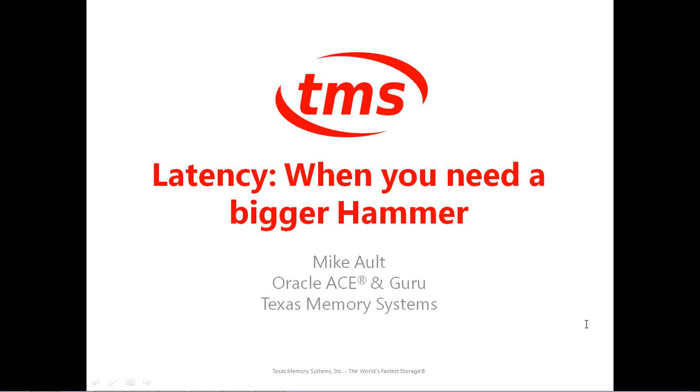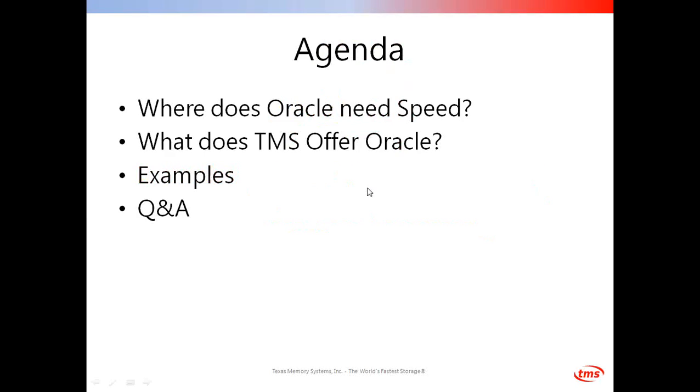So what we're going to be talking about today is legacy when you need a bigger hammer. And what we're talking about here, of course, is where does Oracle need speed? Oracle is very dependent upon the underlying storage and the caching that it has to perform properly. So we're going to take a look at where this will have a direct effect on what you do as developers and what can be done about it. We'll also talk about what TMS offers Oracle to offer better latencies and better response time. We'll also show some examples, and then we'll have some time for question and answer.